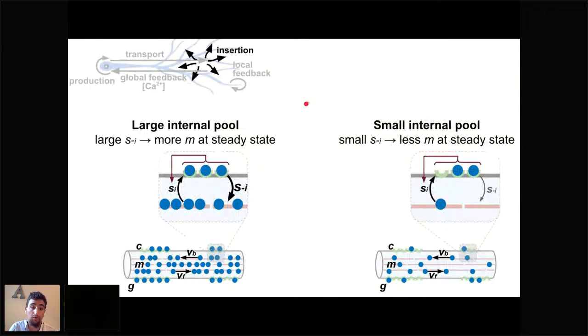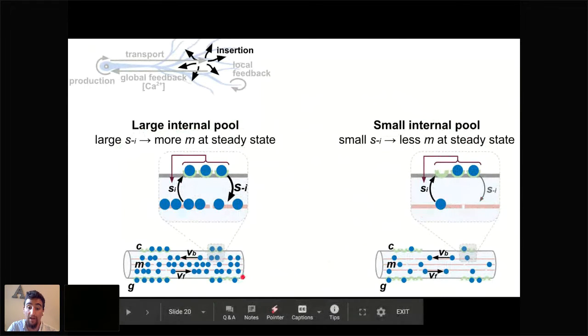So by internal pool, we mean the amount of cargo in the inactive, or M, state. In the model, the free parameter now is this S minus I. On the left, we have a large S minus I and a large internal pool of AMPA receptors. On the right, we have a smaller S minus I and fewer available inactive AMPA receptors. And this result is a simple consequence of mass action. We have many more M here than we do on the right.